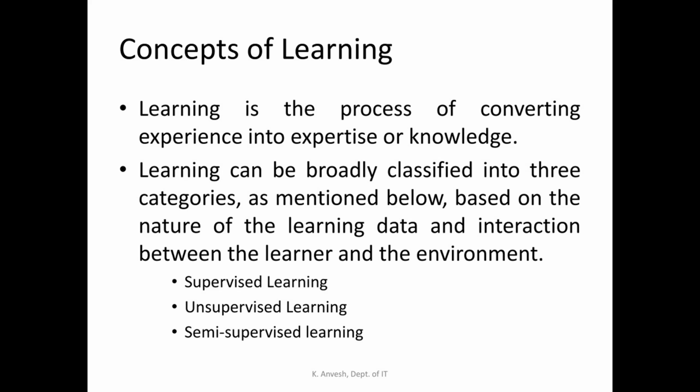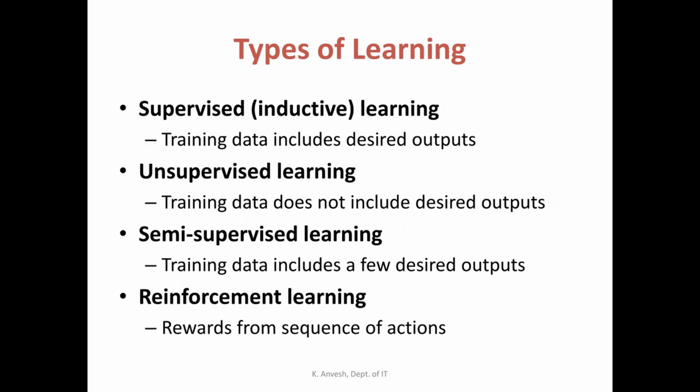Supervised learning, unsupervised learning, semi-supervised learning. Types of learning: supervised, inductive learning. Training data includes desired outputs. Unsupervised learning: training data does not include desired outputs. Semi-supervised learning: training data includes a few desired outputs. Reinforcement learning: rewards from a sequence of actions.